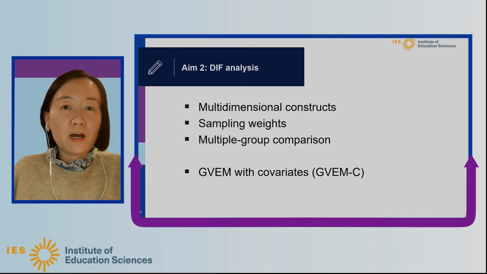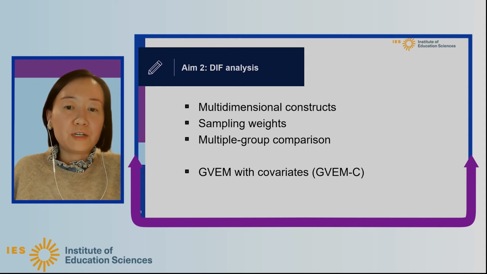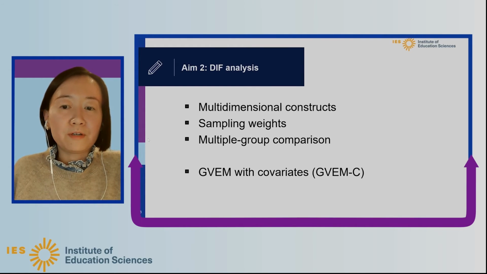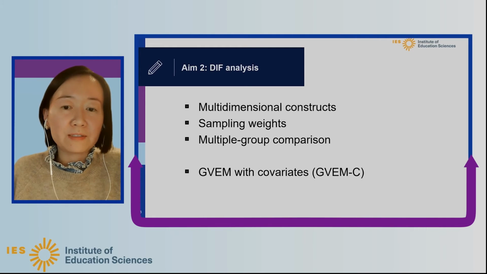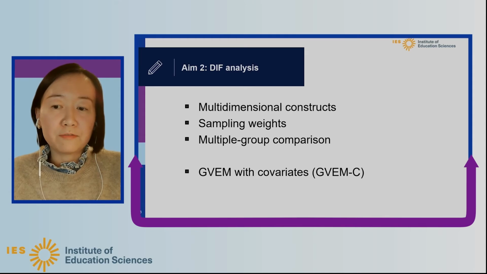However, the current operational DIF methods are insufficient to address the following challenges. For example, it cannot easily handle multidimensional constructs, and it cannot easily take into account sampling weights. And it is designed for two-group comparison. But when the grouping covariate has more than two categories, such as race, then a potential DIF-free item has to go through rounds of tedious pairwise comparisons. Instead, a one-step omnibus test is much more efficient to quickly screen those non-DIF items.